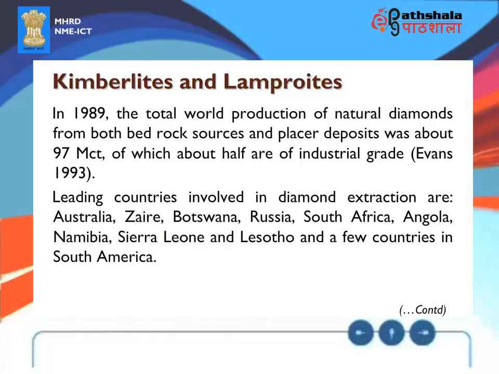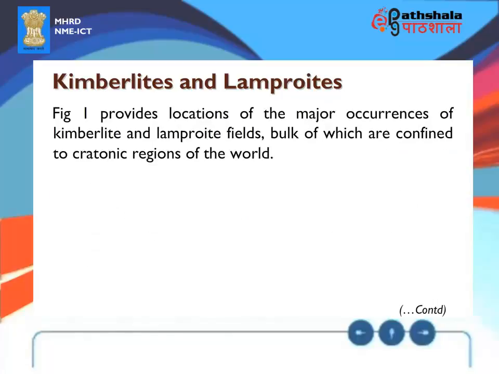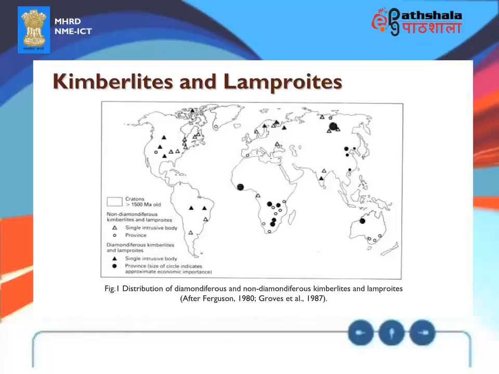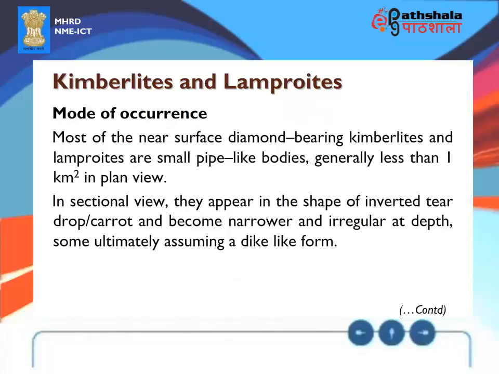Evans, 1993. Leading countries involved in diamond extraction are Australia, Zaire, Botswana, Russia, South Africa, Angola, Namibia, Sierra Leone, and Lesotho, and a few countries in South America. Figure 1 provides locations of the major occurrences of Kimberlite and Lamproite fields, bulk of which are confined to cratonic regions of the world. Figure 1 shows the distribution of diamondiferous and non-diamondiferous Kimberlites and Lamproites after Ferguson, 1980, Gross et al., 1987.